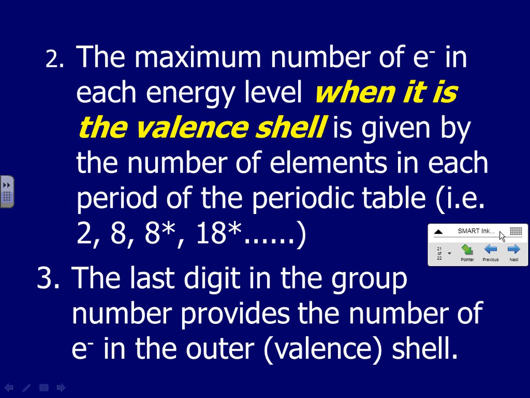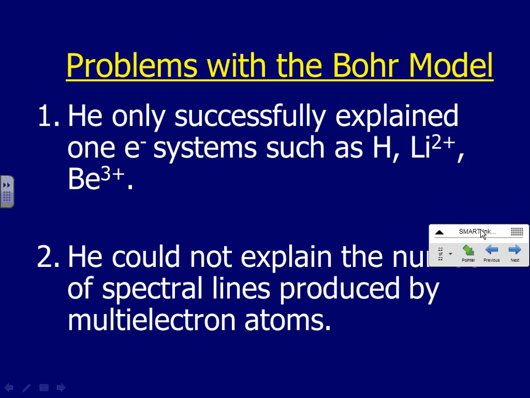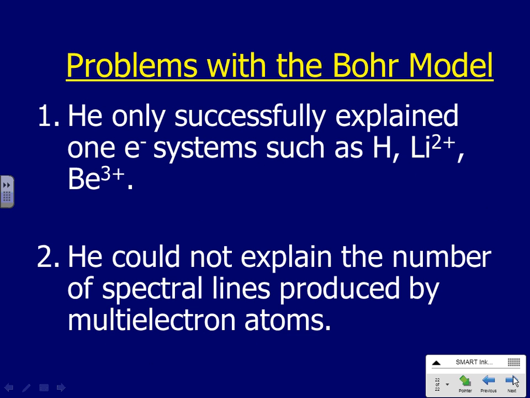Again, the maximum number of electrons in each energy level when it's the valence shell is given by the number of electrons in each period. All right. The last digit of the group provides the number of electrons in the outer shell. We know that stuff from last year. Okay, so we're getting there. We're getting to the new stuff. Problems with the Bohr atom. He really could only explain mathematically a one electron system, a nucleus and a single electron.